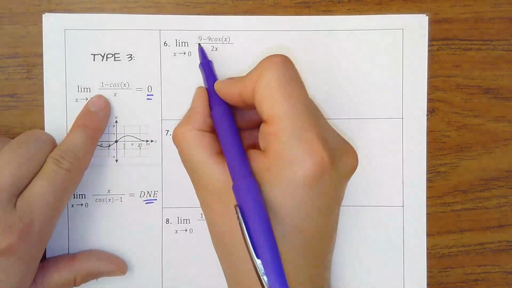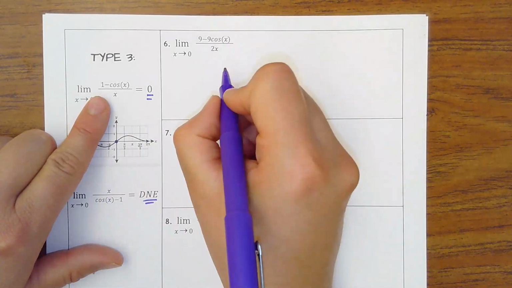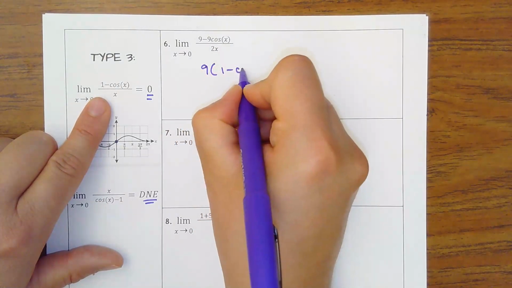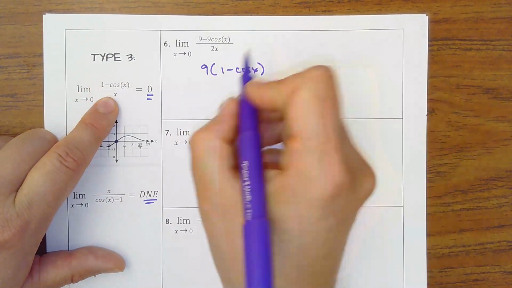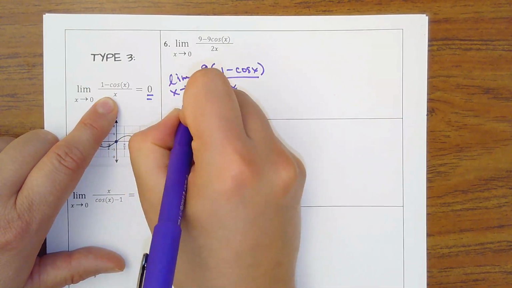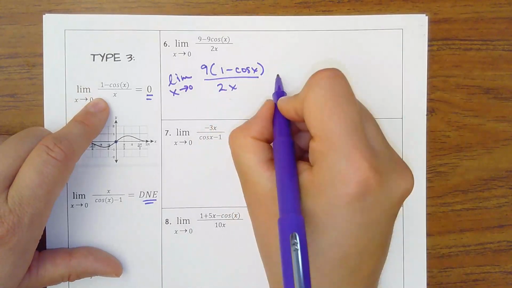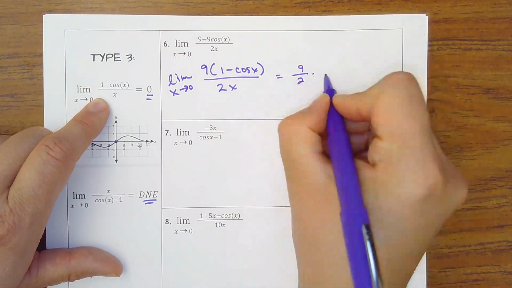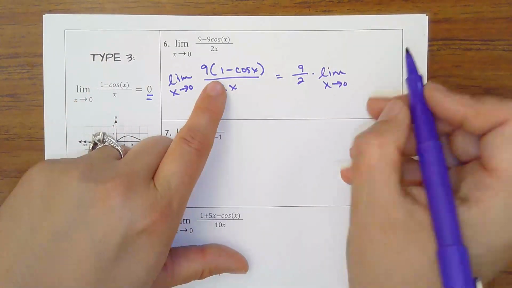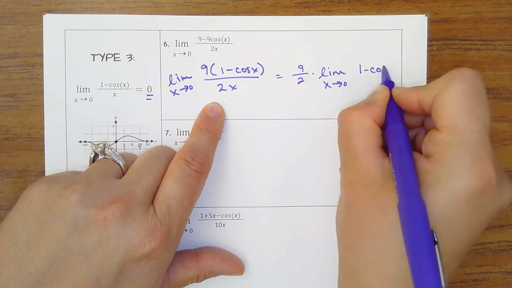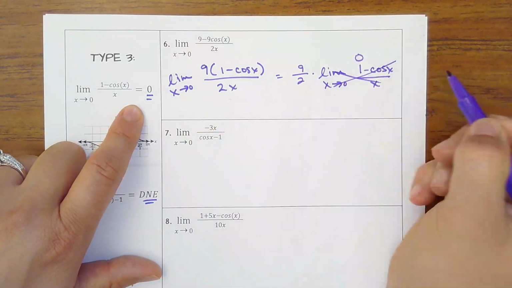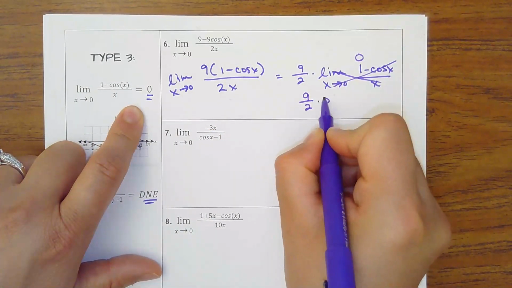Okay, so see how I've got 9s here? I can actually factor that out. So I'll take out a 9. That'll be a 1 minus cosine of x, which is exactly what I'm wanting, over 2x. Okay, then I can take out my 9 halves in front of the limit and it gets multiplied. So 9 halves times 1 minus cosine of x over x. Perfect. So this is really 0. 9 halves times 0 would be 0.